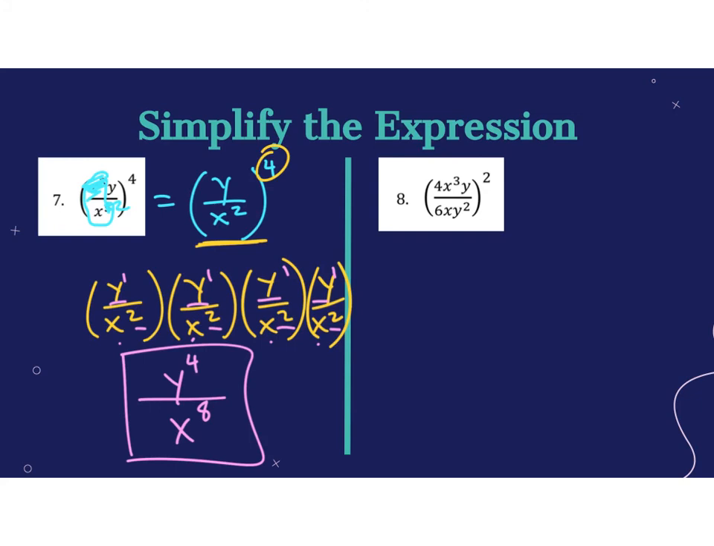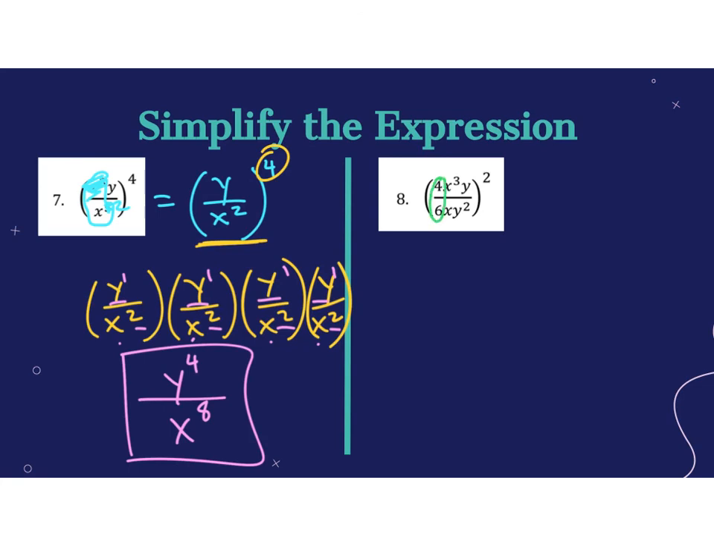Let's take a look at number 8. This is our last one for today. So I have 4 times x to the 3rd times y divided by 6x times y squared, all in parentheses. There's a lot to be simplified inside. And when there's more simplifying to do within the original set of parentheses, that's when it's really nice to take care of that stuff first.